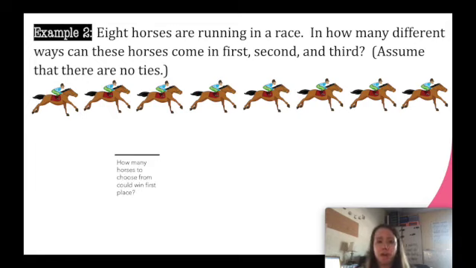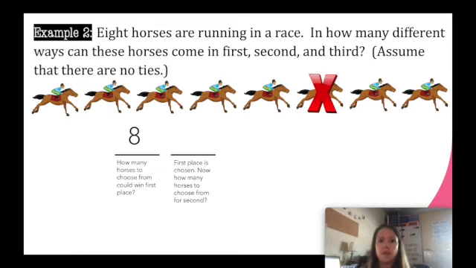So first place, I could choose from 8 different horses. Okay. That horse gets first place. Now how many horses can I choose from?